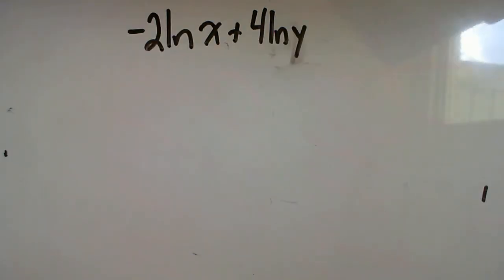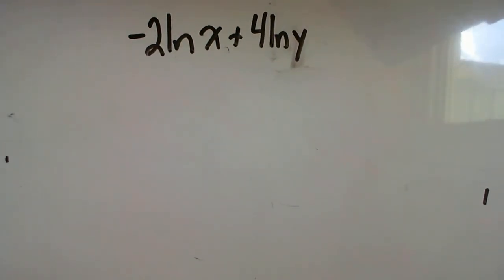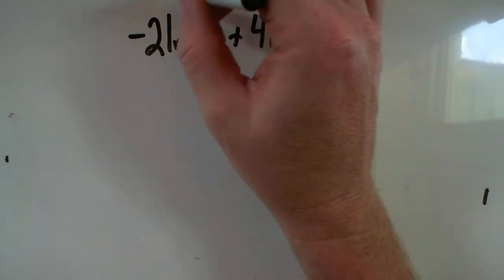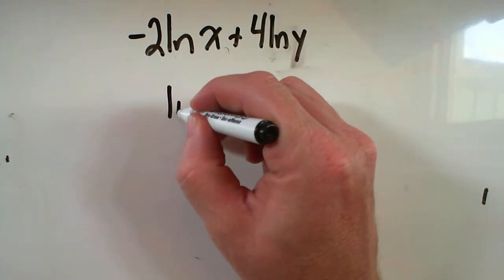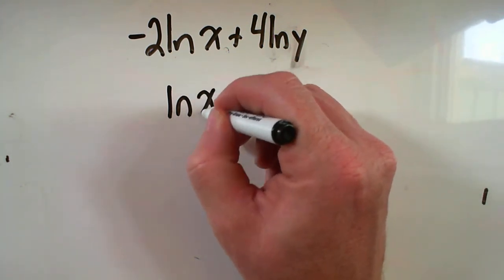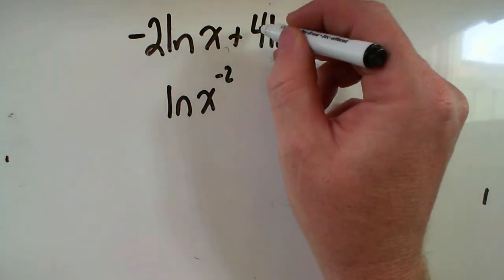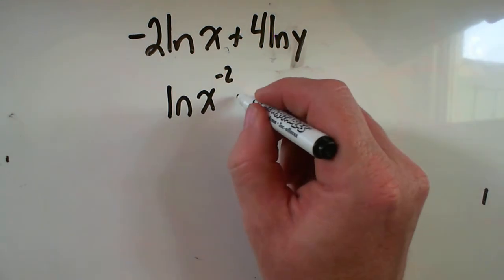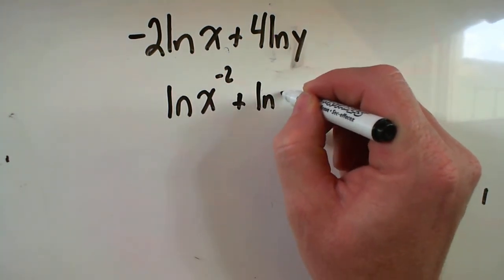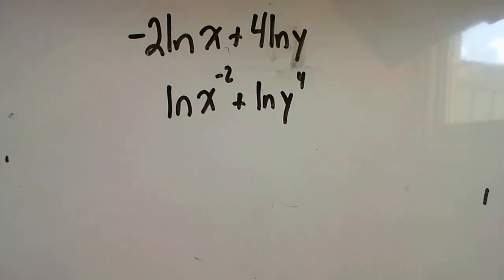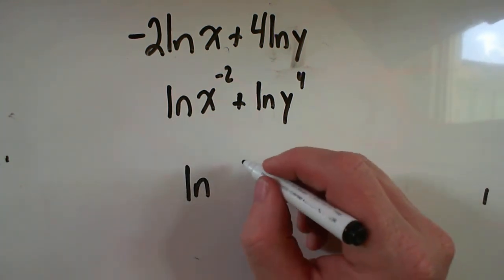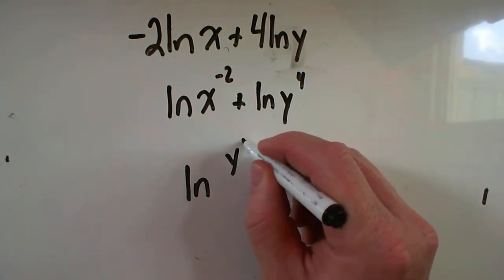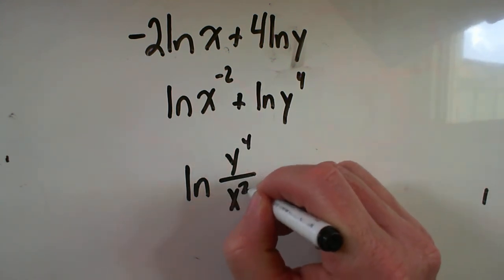Now we have negative 2 ln x plus 4 ln y, same type of thing we did last time. I'm going to take that negative 2 and swing it up. That gives me ln x to the negative 2. I'm going to take that 4 and swing it up. That's going to be ln y to the 4th power. Now, since I have the sum of two logarithms, I make them into one: ln of y to the 4th over x squared.